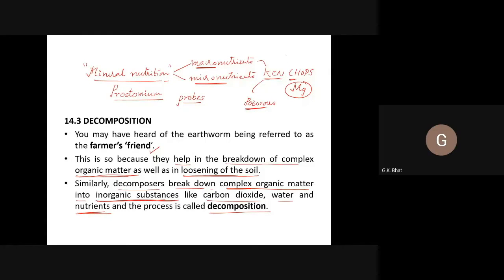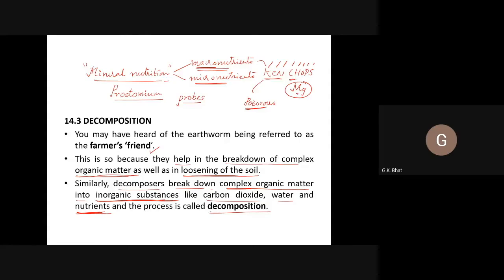So here, what are these? K, C, N, C, H, O, P, S, M, G. All these are macronutrients. Like that, you have BCCI for micronutrients also. So in this way, we have these decomposers to break down the organic substances into inorganic substances.